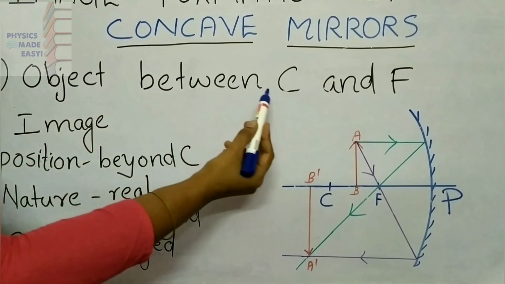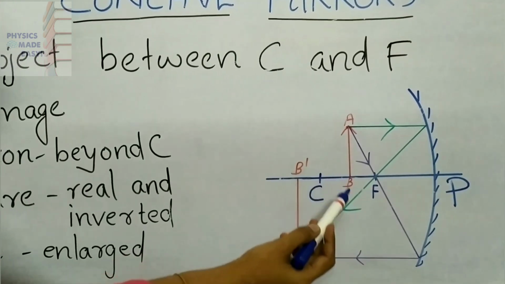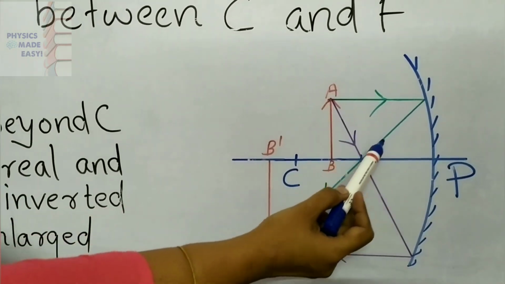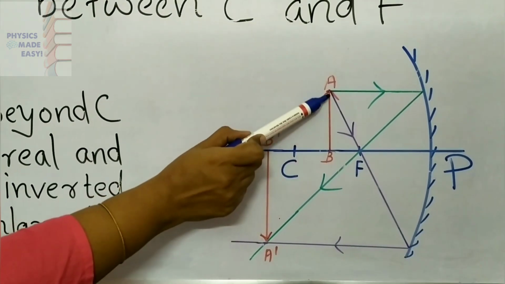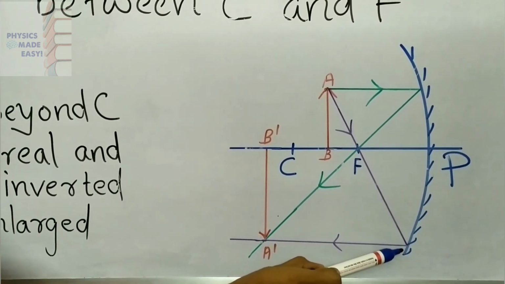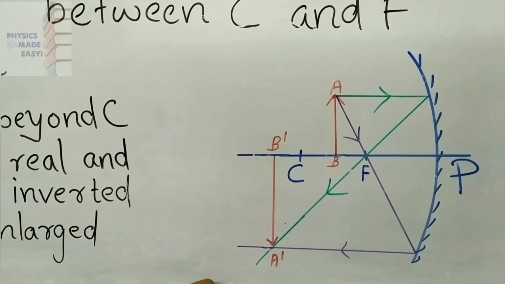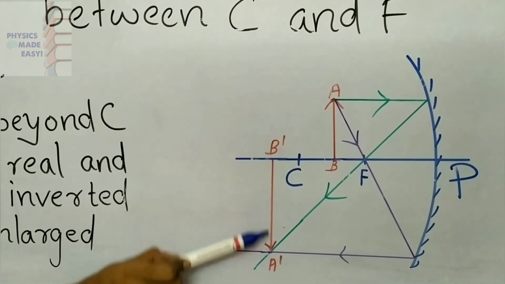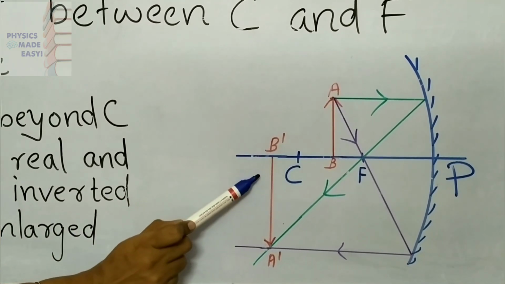If the object is placed between C and F, where will you get that image? Here you can see the ray which is parallel to the principal axis; after reflection that is passing through the principal focus. The ray which is passing through the principal focus, after reflection will emerge parallel to the principal axis. Here you can see that two reflected rays are intersecting at this point. You can see here this is the image that you are getting beyond C.